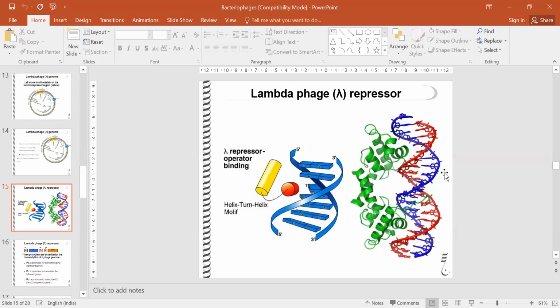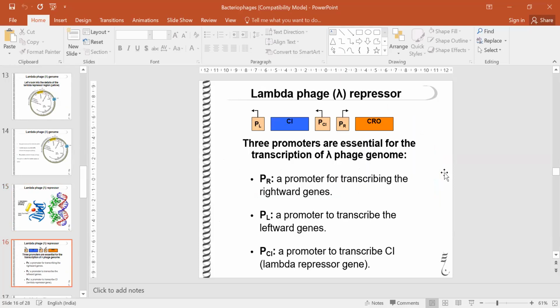This lambda CI has binding sites on the DNA, and you can see here the atomic level structure of the lambda protein with the DNA. The yellow site can be magnified here, and you can easily see there are three promoters.